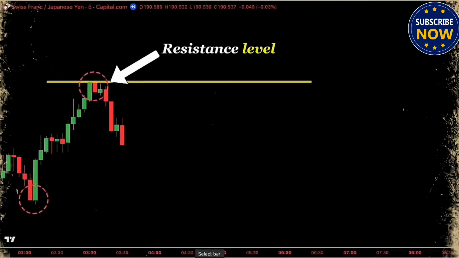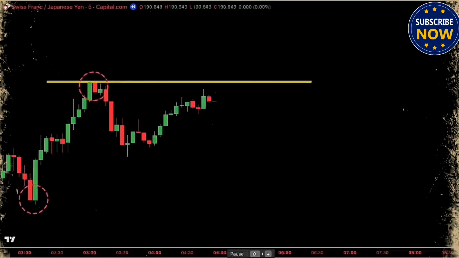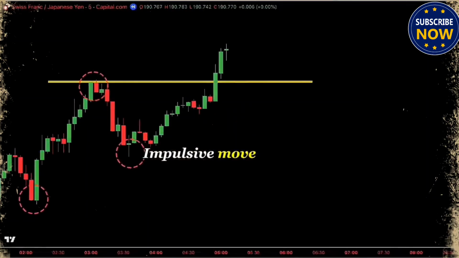Now look at what happens next. The market starts moving up again with strength, creating another impulsive move, but this time, something important happens. Price breaks above the resistance level. This is a key moment in market structure, because once resistance is broken, it does not remain resistance anymore. It turns into support. The reason behind this is simple.